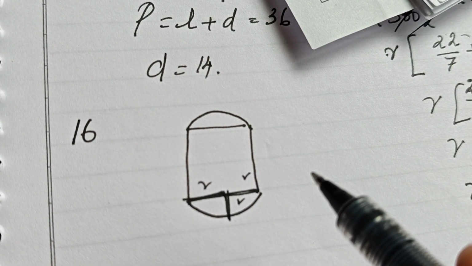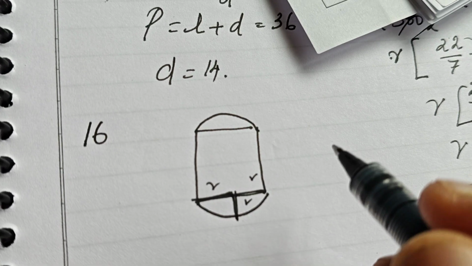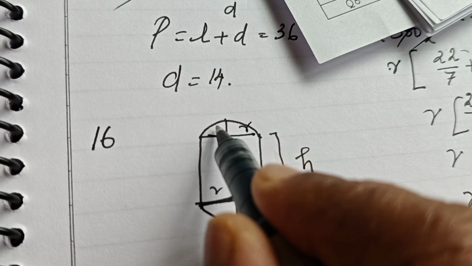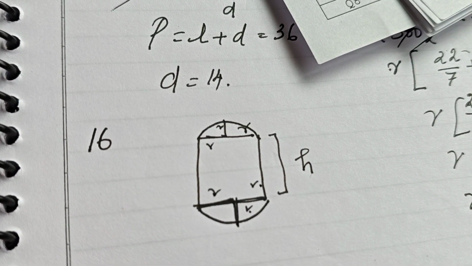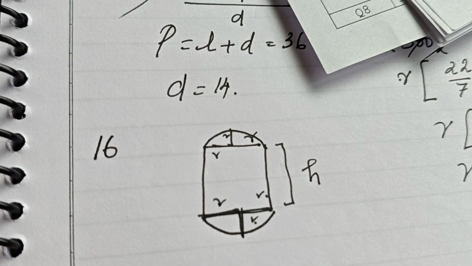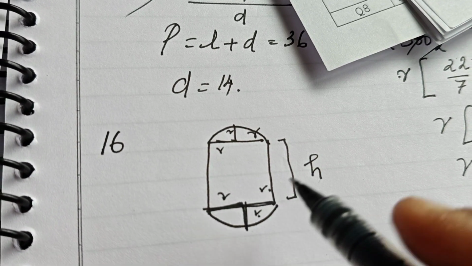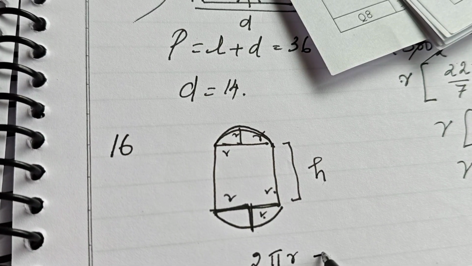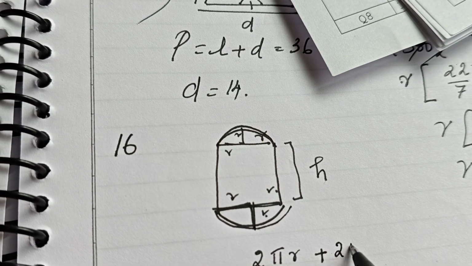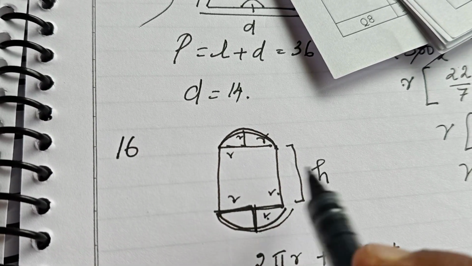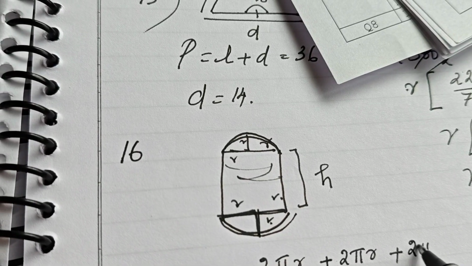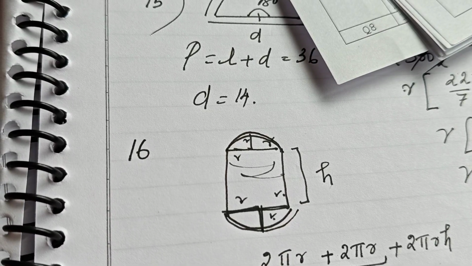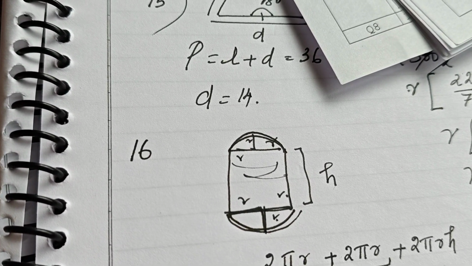Okay. What is the clue given? If the height of the cylinder is h, this is h, and the radius is r. That means this is R, this is R, this is R. Then the total curved surface area. What is total curved surface area here? This is one hemisphere, that is 2 pi r square, plus the bottom hemisphere, again 2 pi r square, plus this CSA of cylinder, which is 2 pi r h. Now if like terms are added, you will get 4 pi r square plus 2 pi r h.